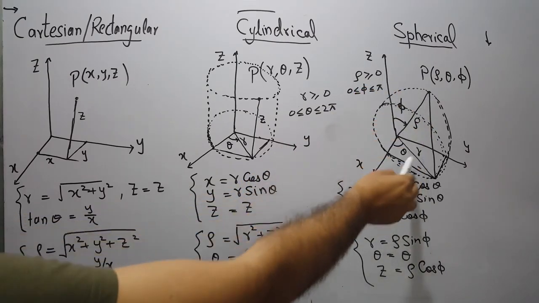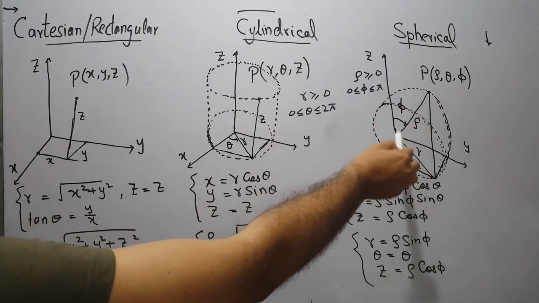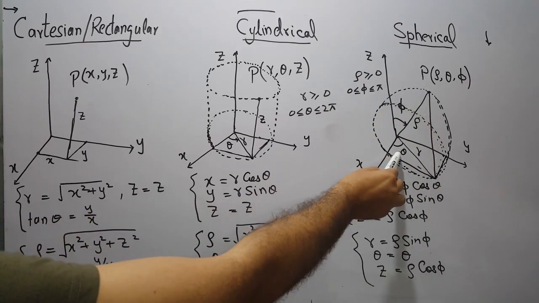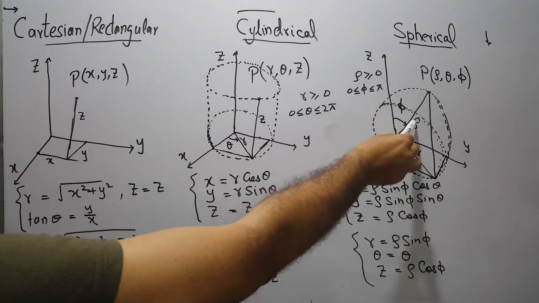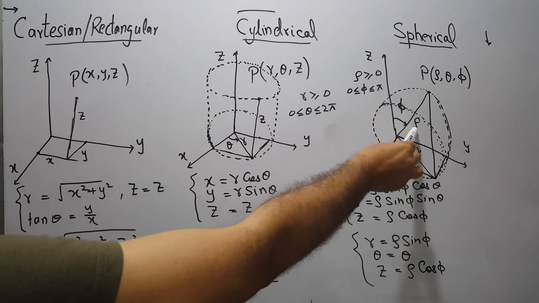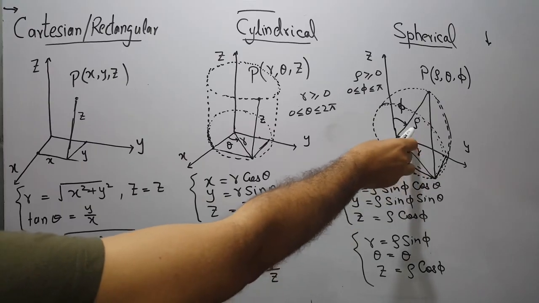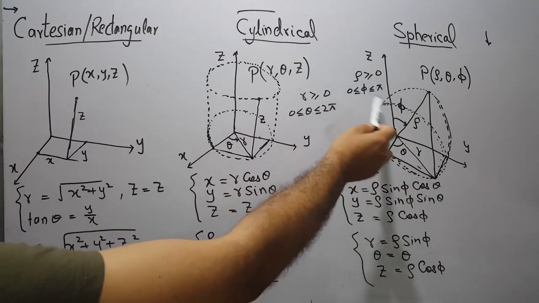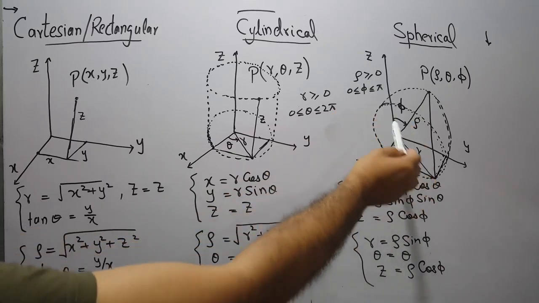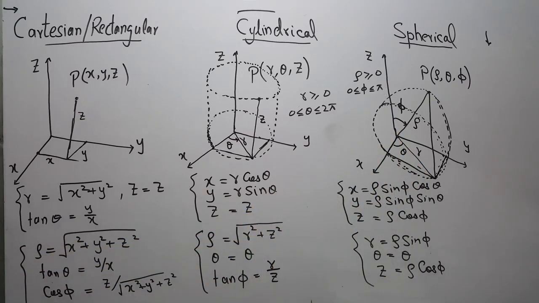So if you combine all of them, this is the radius that we are talking about, that is rho, then this is the exact same angle theta, and then this is the angle phi, which is the angle the radius rho makes with the z-axis. Now you have to remember that again, rho is a distance, so it has to be either 0 or positive, and the phi angle is measured from the positive z-axis, so it has to be from 0 to pi.